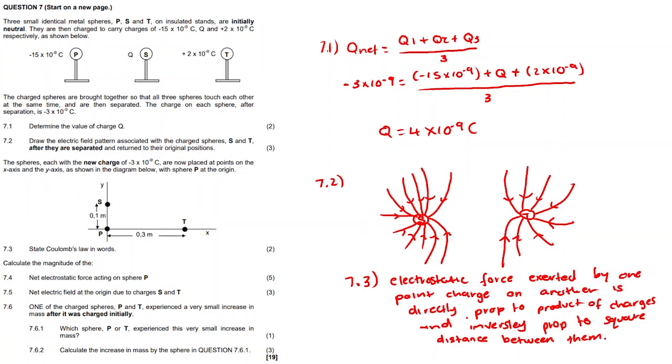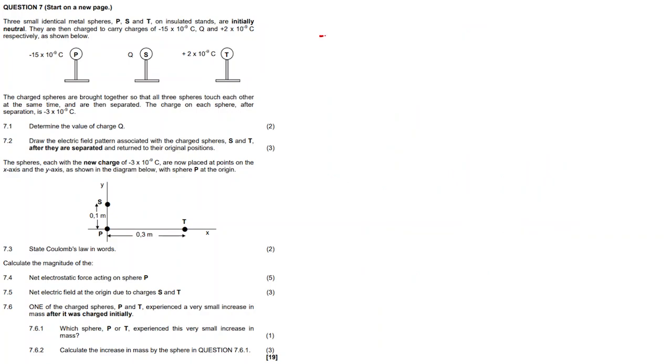Question 7.4. Calculate the magnitude of the net electrostatic force acting on sphere P. I'm going to do this on the next slide so you can see it more clearly. So this is question 7.4. To do this, we first need to get the force of S on P and the force of T on P. We can do that by using this equation over here.